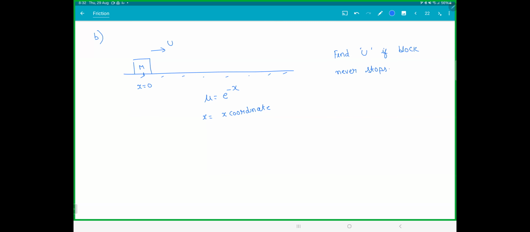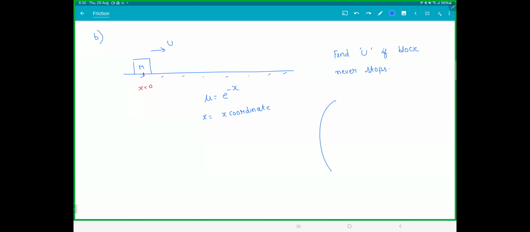Just to give a little context on what is happening, think about it. At this point, x coordinate is 0. That means what is the friction? 1, right? The more you travel, the lesser the friction, isn't it? If you go to infinity, e power minus infinity is 0. So at infinity, friction is becoming 0. The more you travel, the lesser the friction. That means if you kick the block with enough speed, there is a possibility the block will never stop. Is that making sense?